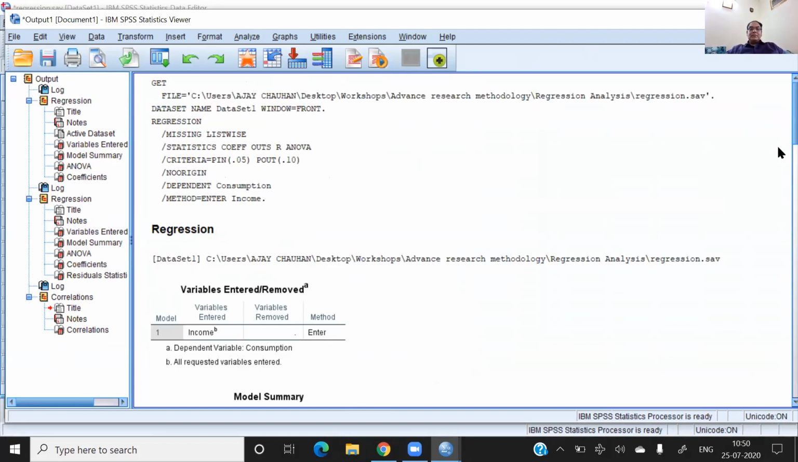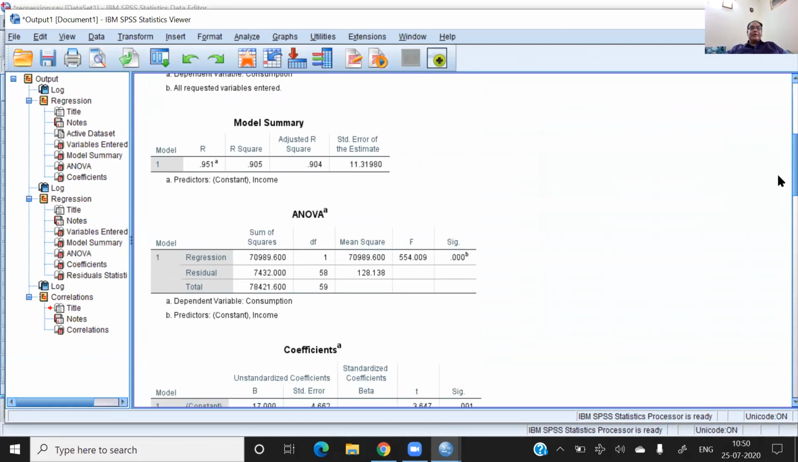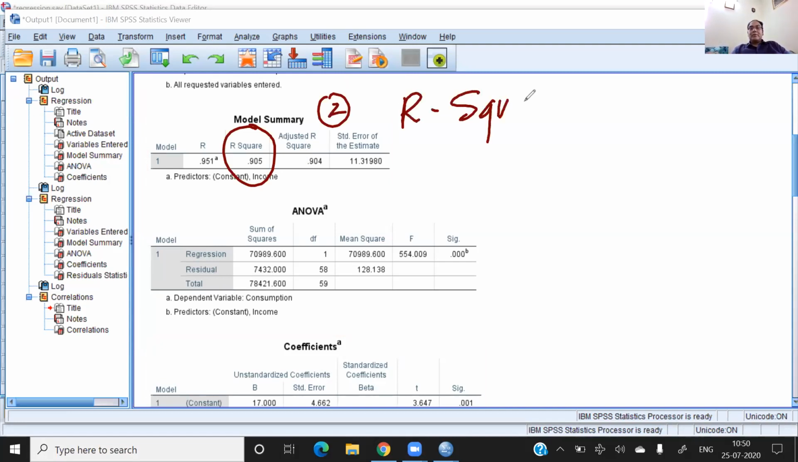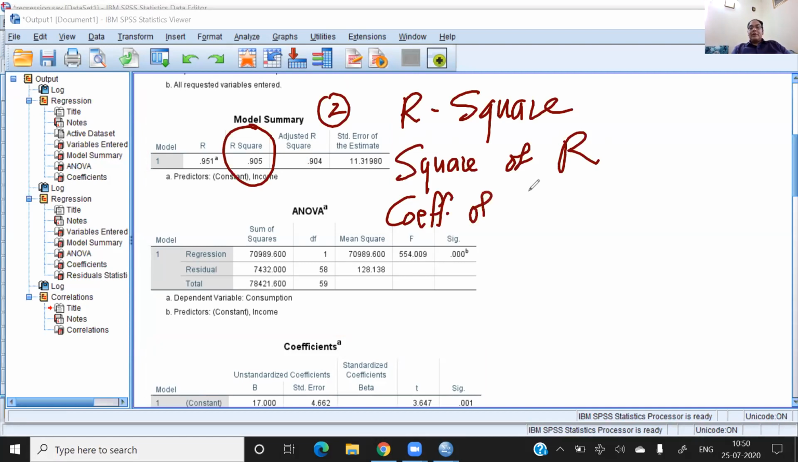Okay, let's move to the second part. Now the second part you can see here is known as R square. So let me explain you the value of R square now. The second concept that we want to learn is R square. Basically, it is the square of capital R, and this is known as coefficient of determination.